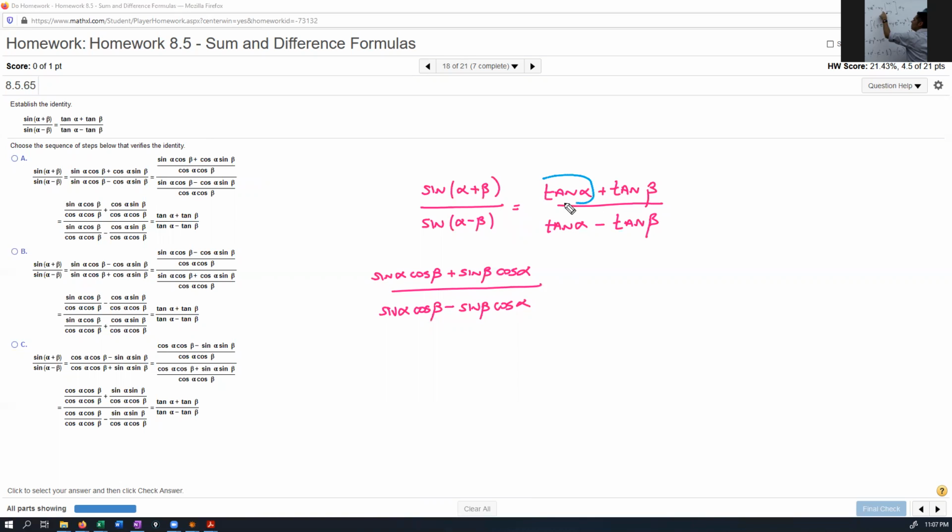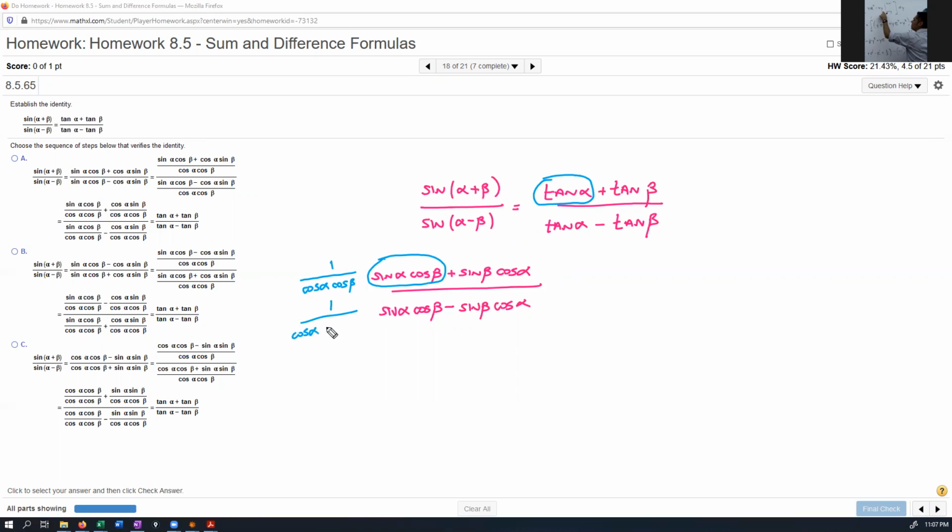If I wanted a tangent alpha in the top left corner, if this right here needed to become a tangent alpha, I would have to divide it by cosine alpha. That would give me sine alpha over cosine alpha, which is the tangent, but then I want the cosine beta to be gone, so I put cosine beta here.